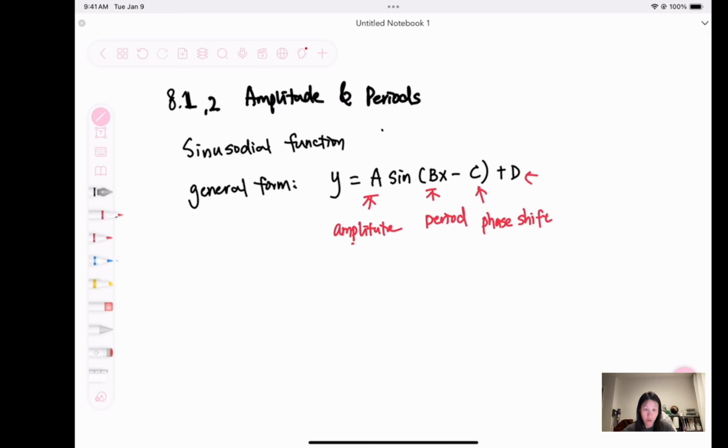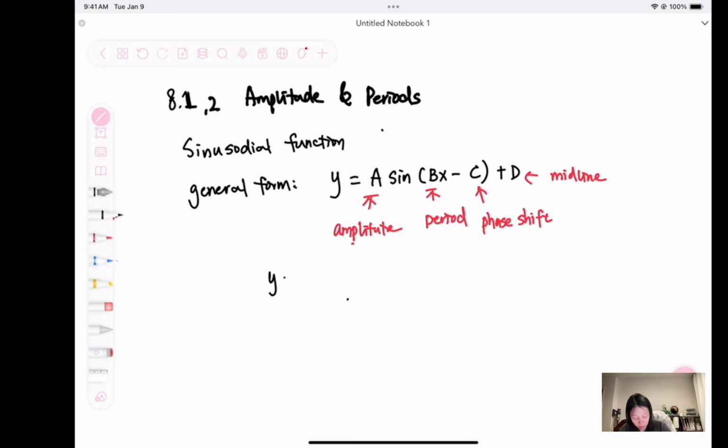D is the vertical shift, which we learned in Precalculus 1, meaning if you're going up and going down, it means the midline. Where is the midline?